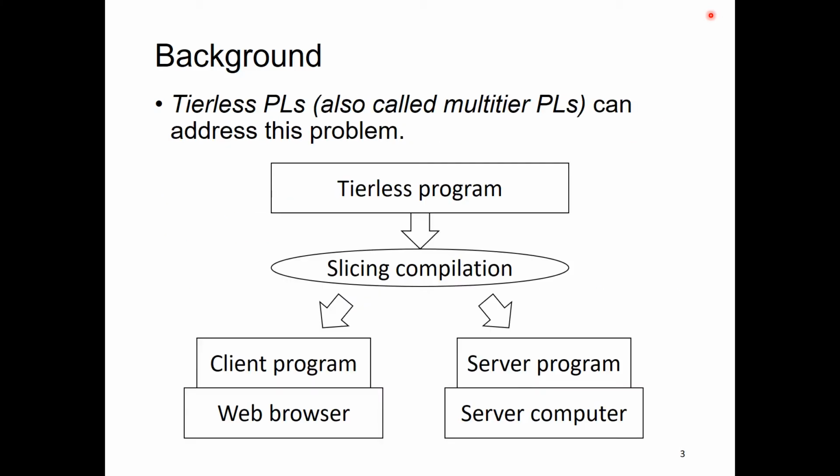Tierless programming languages, also called multi-tier programming languages, can address this problem. You have only to develop a single tierless program. Assuming a client-server model, the slicing compiler will automatically slice it into a client program and a server program. The communication between the 2 sliced programs will be automatically supported.